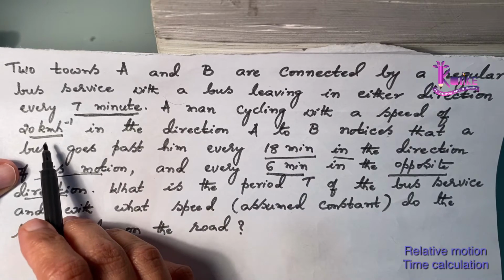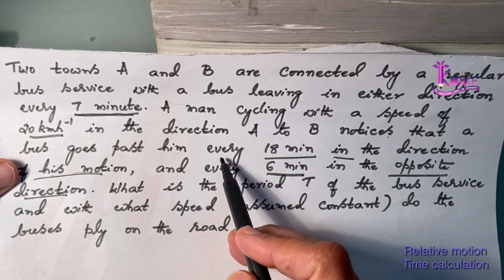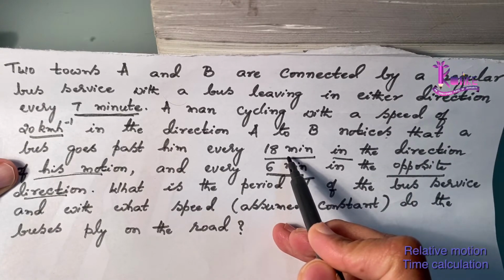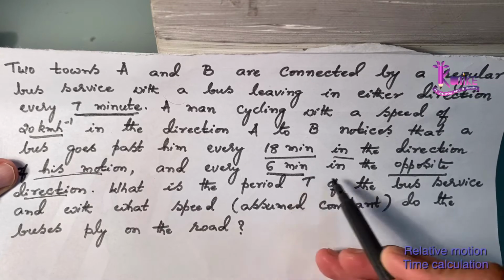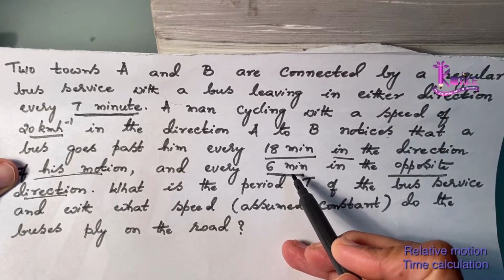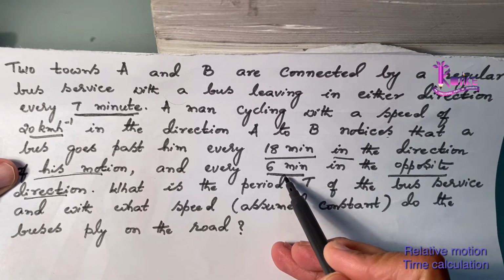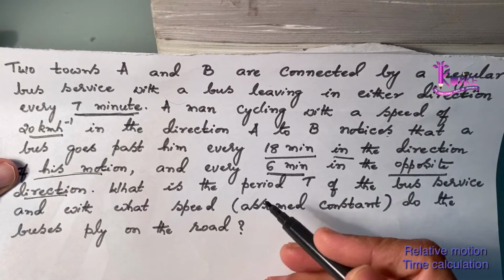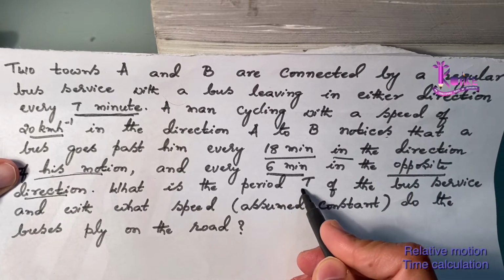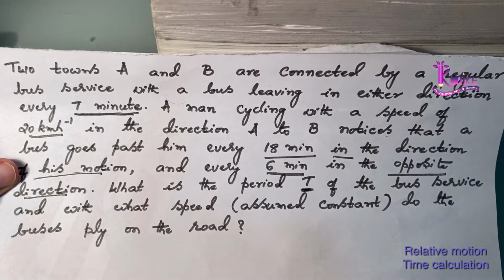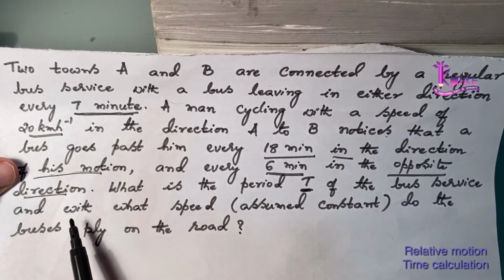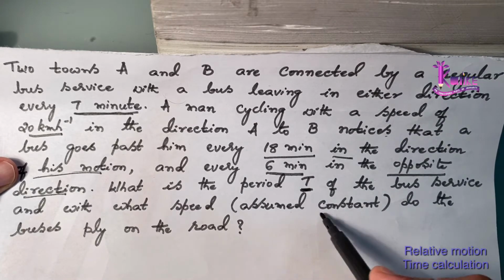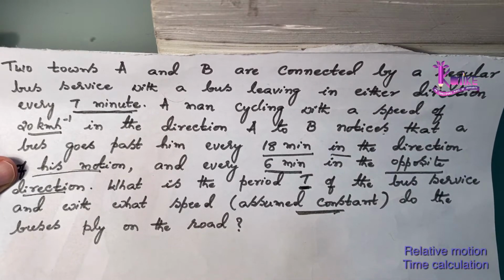And what does the cyclist notice? He notices that there is a bus moving in his direction every 18 minutes, which has to be again converted into hours. Also, he notices that there is a bus plying in the direction opposite to his direction of motion every 6 minutes, which again needs to be converted into hours. So what is it that we are supposed to calculate? We have to calculate the time at which every bus actually leaves the town, and the speed of each bus if we assume it to be uniform. So the acceleration is 0, it's a uniform motion.